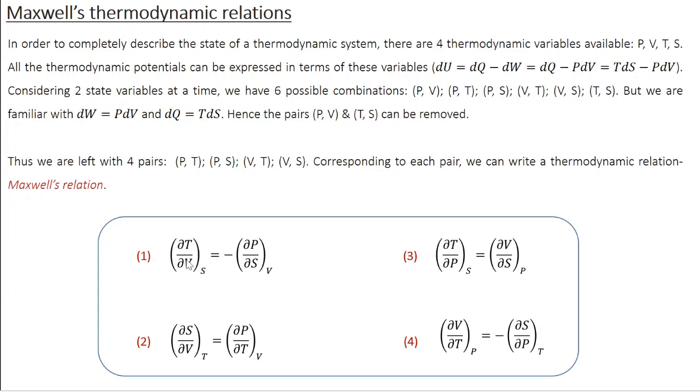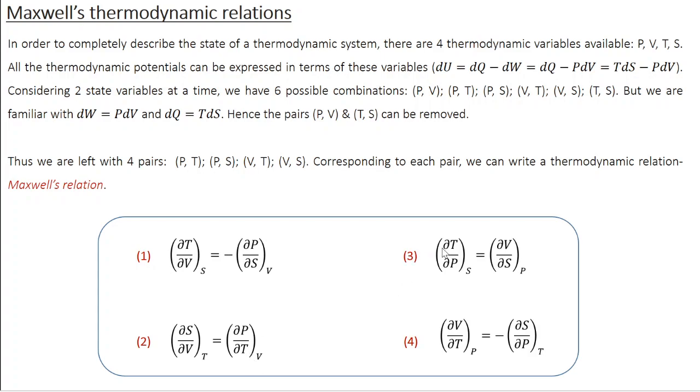The first relation: dou T by dou V at constant S, so change in temperature as a function of volume at constant entropy, is equal to minus dou P by dou S at constant volume. So negative of the change in pressure as a function of entropy at constant volume. Similarly, the second thermodynamic relation of Maxwell: dou S by dou V at constant temperature equal to dou P by dou T at constant volume.